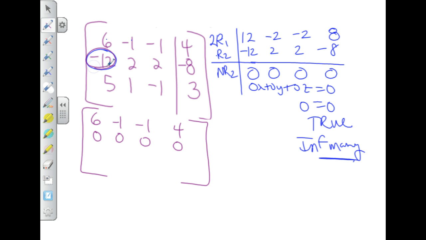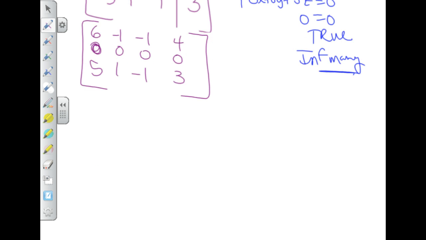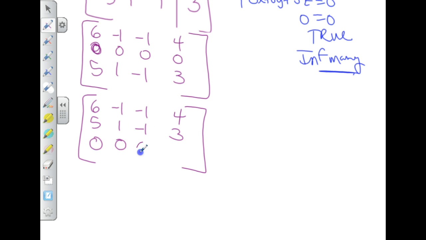I tried to get this to be a 0, and I did. It's just something really interesting happened. Because that row is full of all zeros and that has the most zeros in it, I'm going to dump that actually on the bottom because remember I can swap rows. So this is actually 6, negative 1, negative 1, 4. I'm going to swap row 2 and row 3. You'll see why I'm doing this in just a moment.